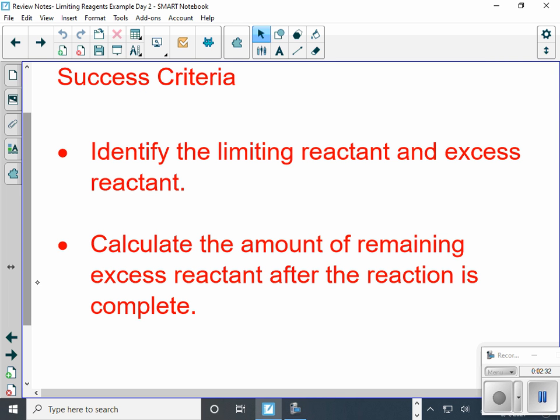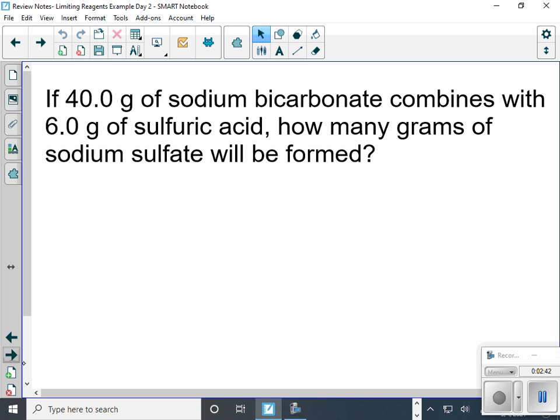So what we're going to do here is we're going to work one of these. Actually, I think we're going to work 2 of them, and then you're going to have a problem to take home to do for Monday. So here's our first one. Go ahead and copy this into your notes.